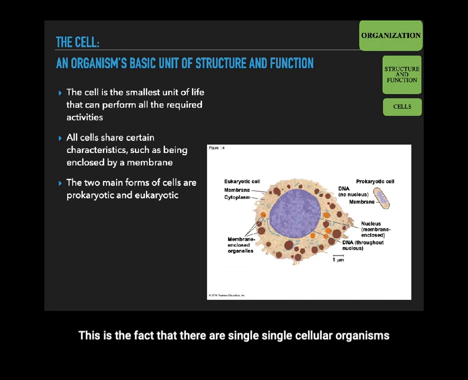One way to remember this is the fact that there are single cellular organisms, little organisms that exist as a singular cell. We'll go more in depth in cells later in the course, but briefly, all cells share certain characteristics. All cells are enclosed by a membrane. There are two main forms of cells: prokaryotic and eukaryotic, which are shown on these diagrams. The eukaryotic cell is on the left, the prokaryotic cell is on the right.